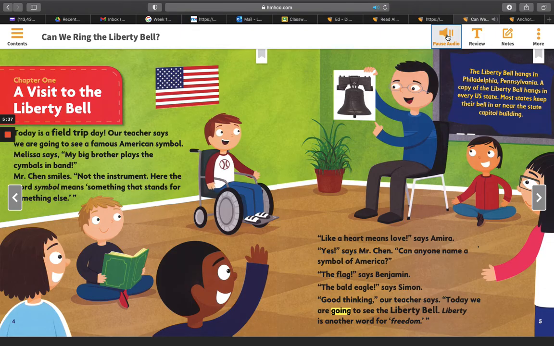Today we are going to see the Liberty Bell. Liberty is another word for freedom. The Liberty Bell hangs in Philadelphia, Pennsylvania. A copy of the Liberty Bell hangs in every U.S. state. Most states keep their bell in or near the state capitol building.